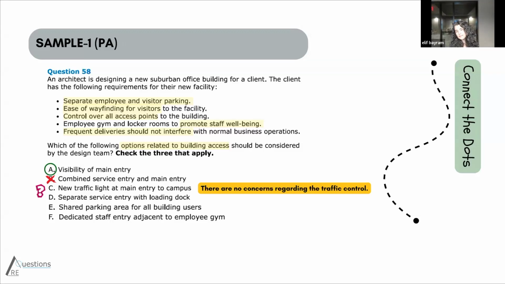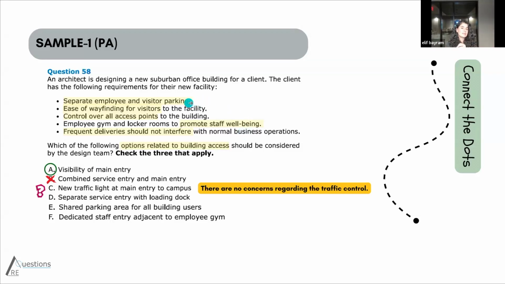Main entry to campus, kind of related to building access, but I don't think it's the building access. It's talking about the vehicle access to the campus, right? So it's like a settlement type of thing. So it is not just like one building. So did any of the criteria say anything about traffic?